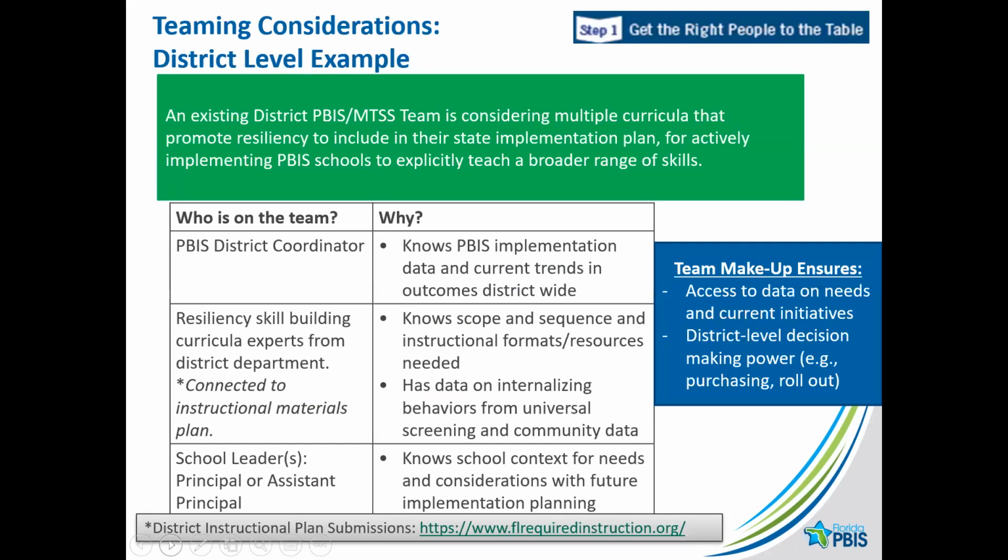So this is a quick district level example, and you'll see here, this highlights the breakdown of who was on the district team, and what their role or contribution is. And you also see in this example, the team has access to data related to both the needs and initiatives currently in place and someone with district decision-making power.